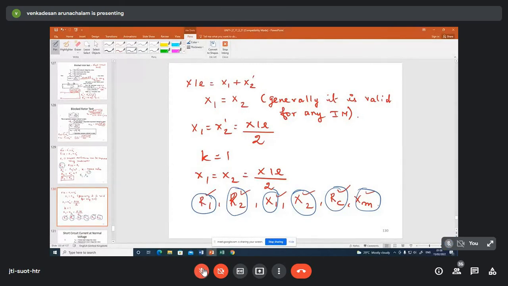So these are all the approximations we are doing. It is a valid approximation. We are taking X1 is equal to X2. In that sense, X1E divided by 2 will be X1 is equal to X2 dash. If you assume K is equal to 1, then X2 dash becomes X2.